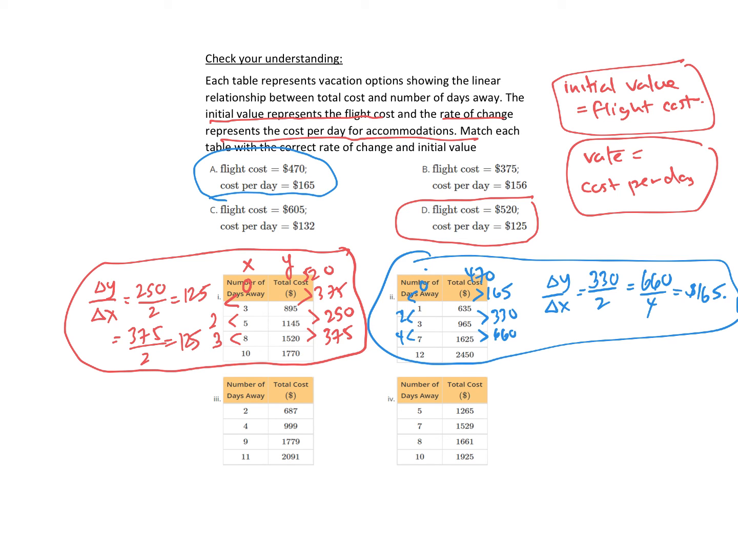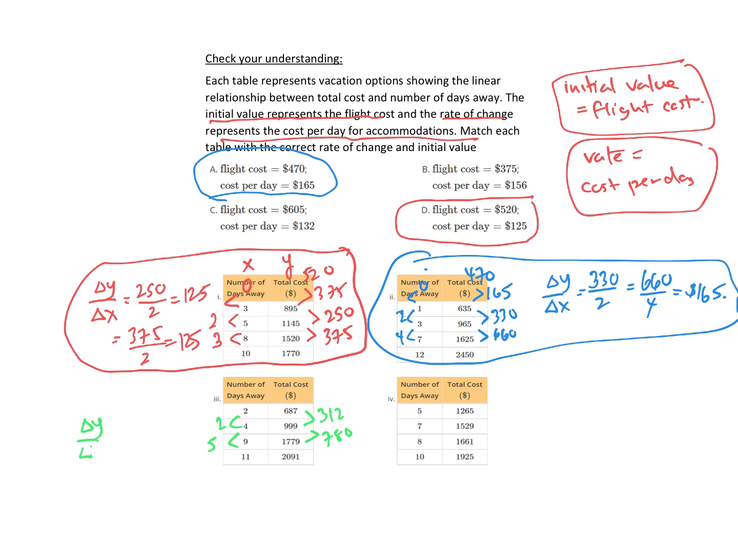All right, let's do green for this one. So we've got $999 minus 687 is 312, and that was for 2 days. And let's do one more just to see if we're consistent. 1779 minus 999 is 780, and that was for 5 days.